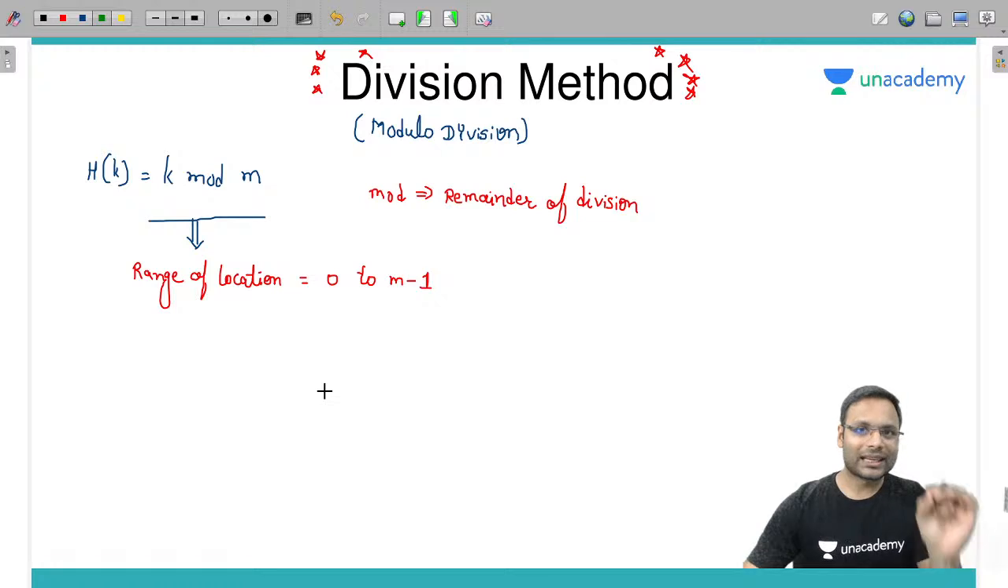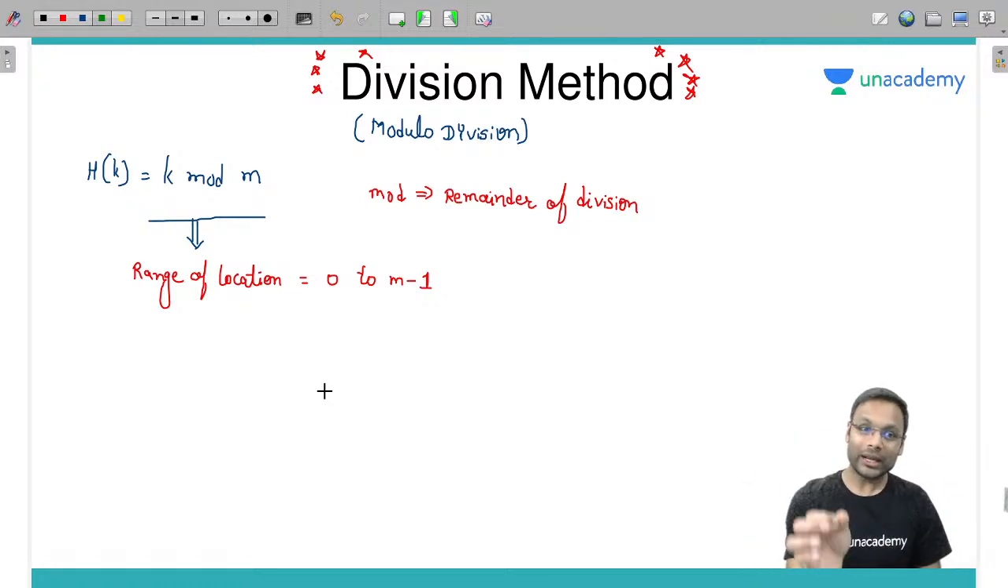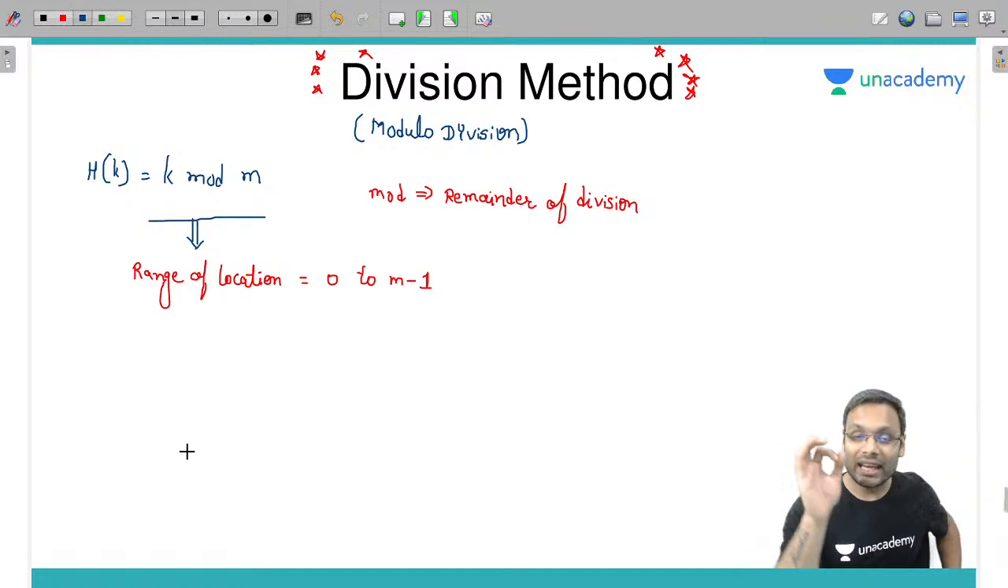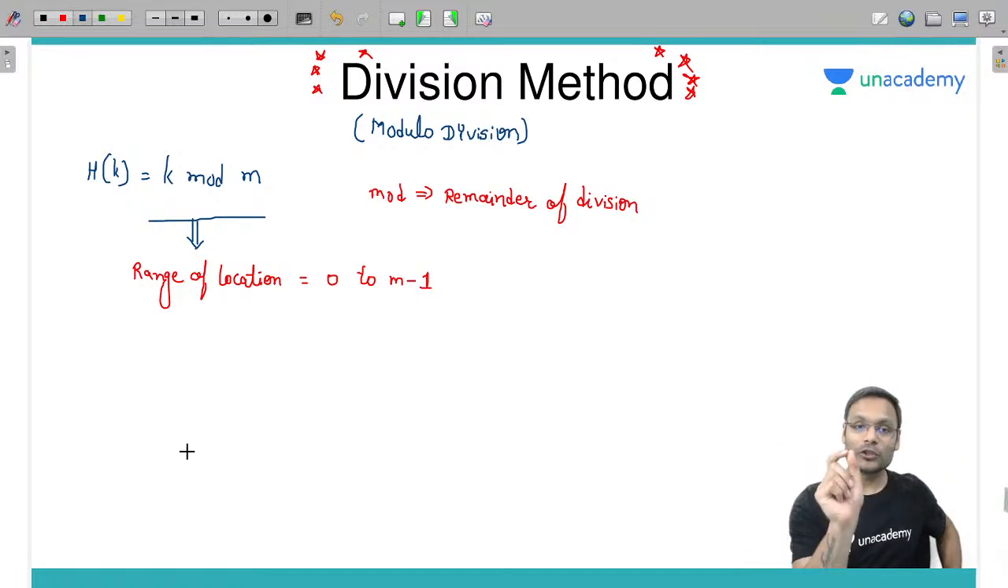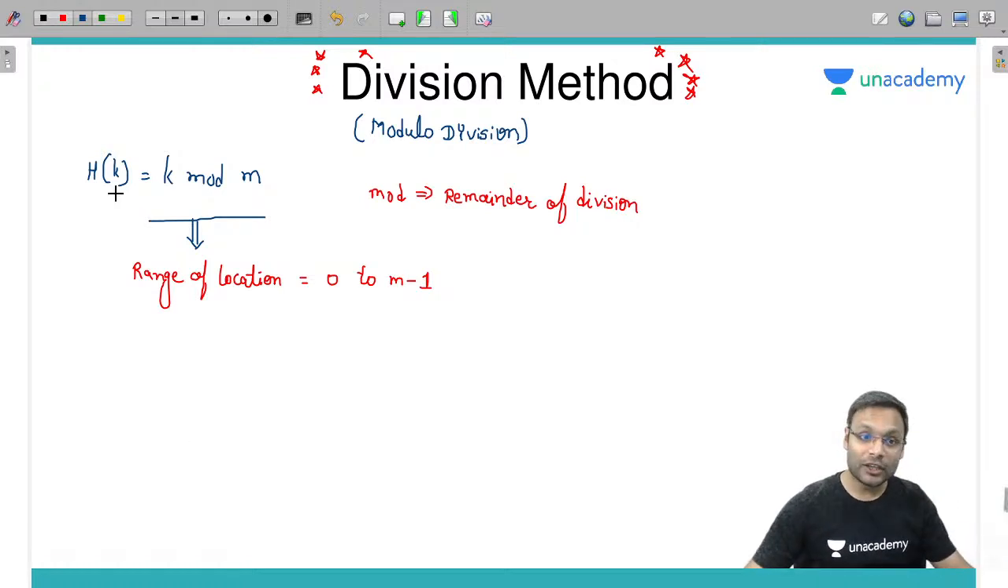Now, can you store any key in this type of division method? Is your key limited by the location range? If I have location range 0 to m minus 1 only, then is there any limitation on the key values because of this particular method? Can the key only be in such a range? No, not at all.